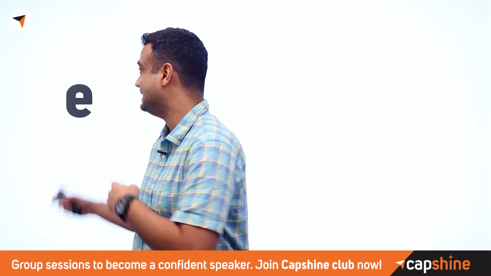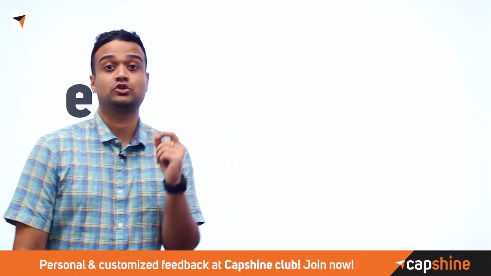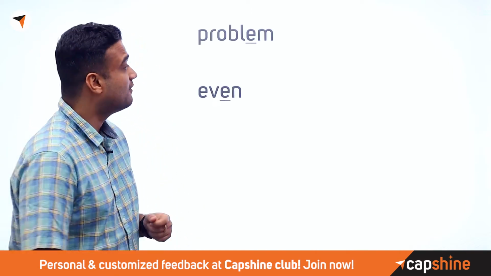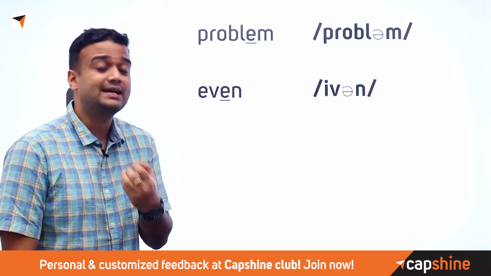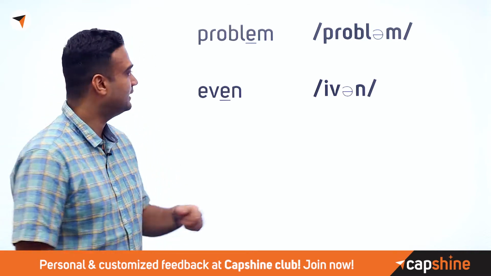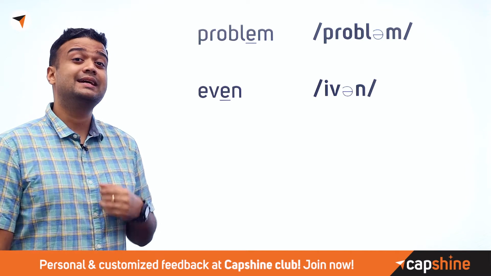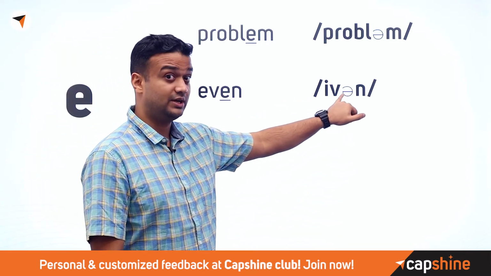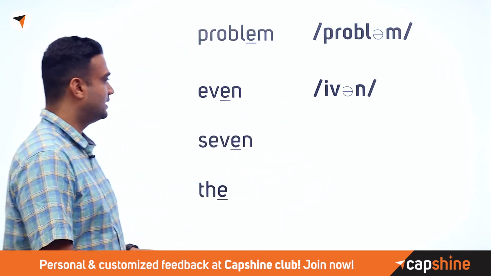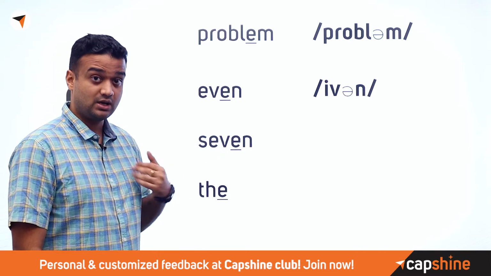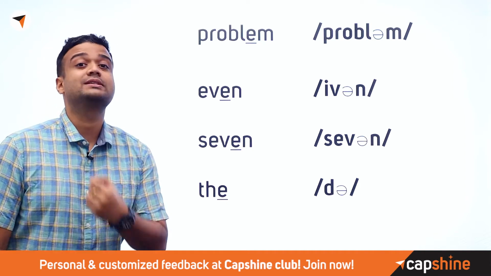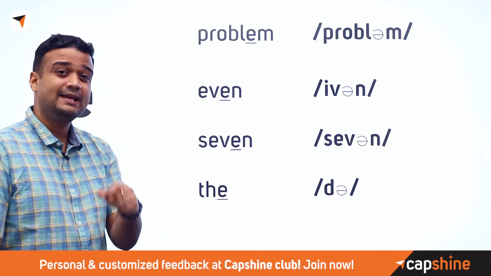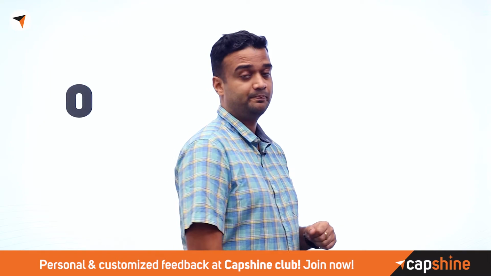What about the letter E? There are many words that use E, where the E is replaced by the schwa sound as well. For instance, problem. Notice how the E sound is very soft, it's the schwa sound again. Even. Notice the E replaced by the schwa sound. And of course, seven, and the. Notice how each of these words have the E replaced by the schwa sound.